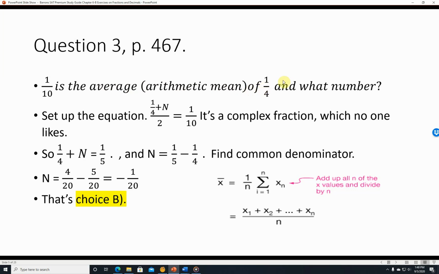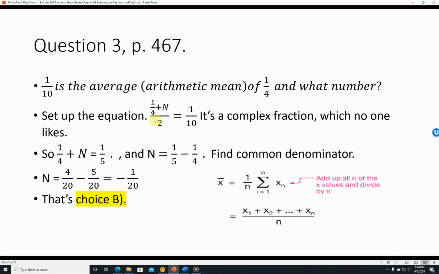Of 1/4 and what number? So we're going to set up the equation. It's going to be a complex fraction, which no one likes. So that's going to be 1/4 plus the number over 2. That's the definition of an average: you add the numbers and then you divide by the number of values you have. So it's 1/4 plus n, over 2, is equal to 1/10.